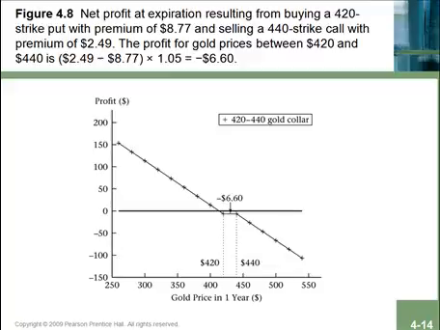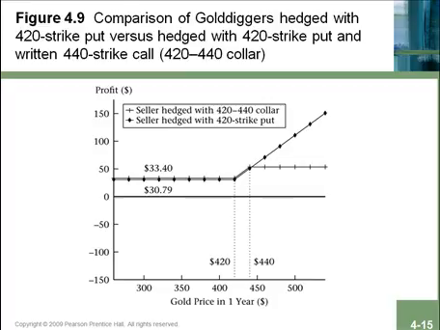And then of course you earn an effective rate of 5% on that over a year's time, giving you a total cost plus interest of the position of $6.60. Let's see how this strategy would compare to just using the put option. Well, here you have a graph showing the profit diagram for the company hedging with only the put option, and then a similar profit diagram for the company using both the put option and writing a 440 strike call option. In other words, a collared position.